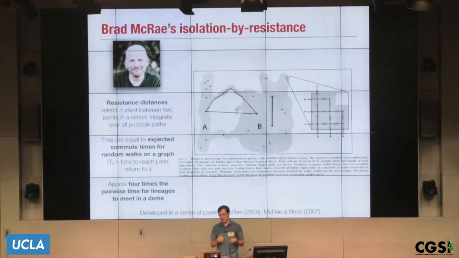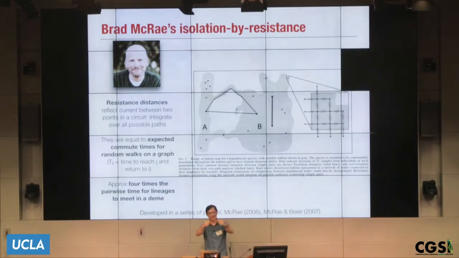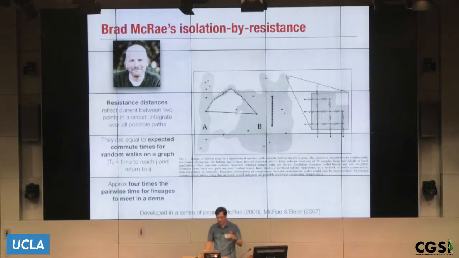And so it turns out resistance distances are equal to something known as a commute time on a graph. If we have a random walker on a graph, the commute time between points I and J is the time to go from I to J and then back again, averaging over all possible paths. And so the coalescent time can be approximated as about 1/4 of that time, because if we start one point here, the ancestors need to come and probably meet in the middle. The commute time is going over to one and then back again, so it's about twice the length, whereas the coalescent time is proportional to roughly half the length. So four times the pairwise time for lineages to meet in a deme is what these resistance distances will give you.